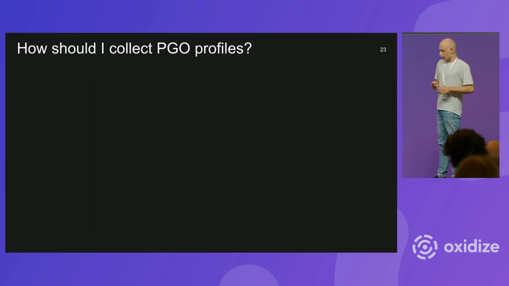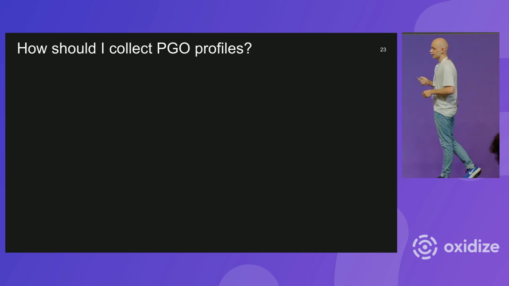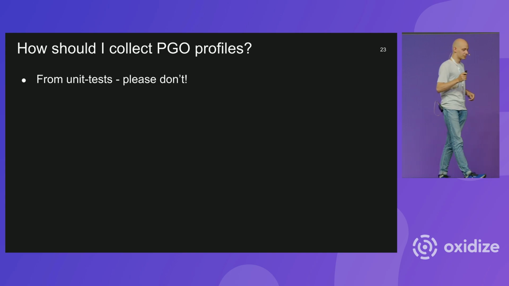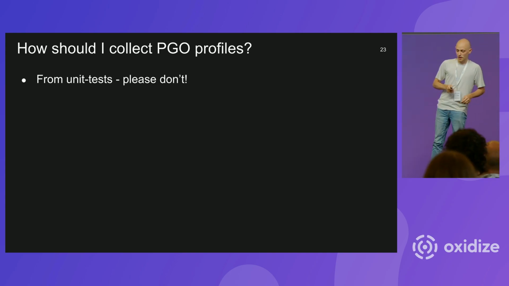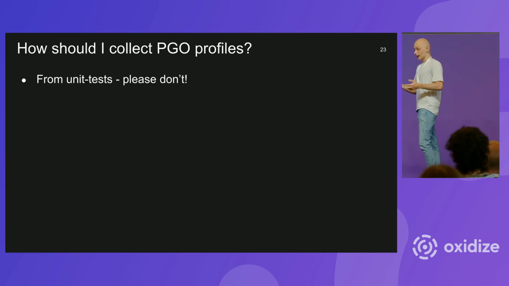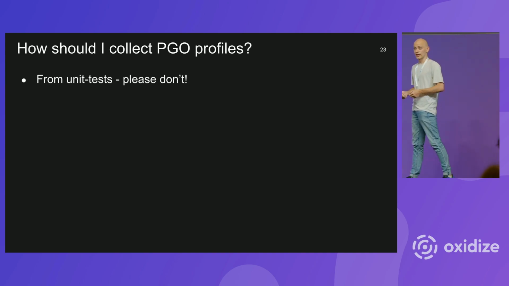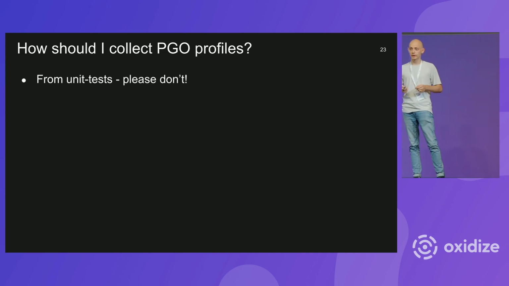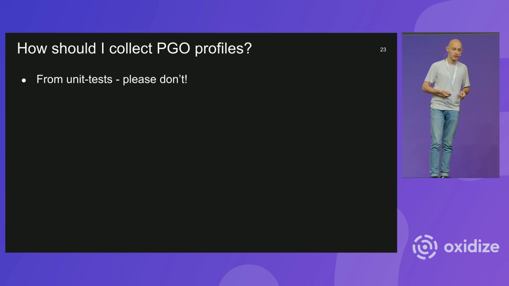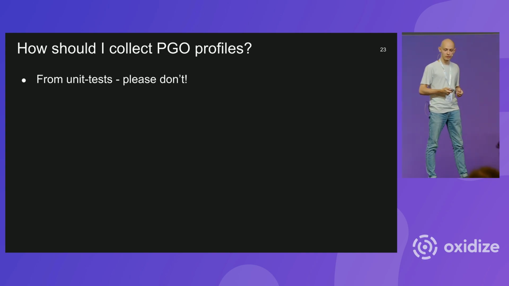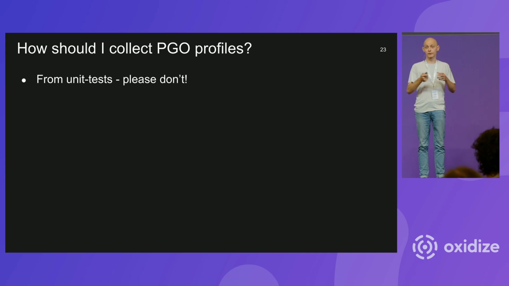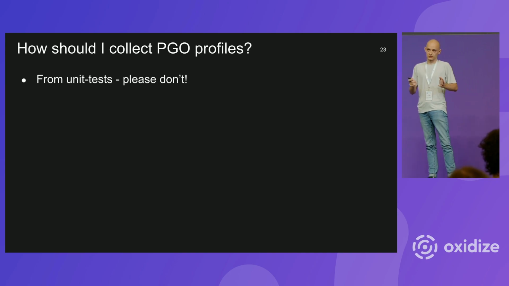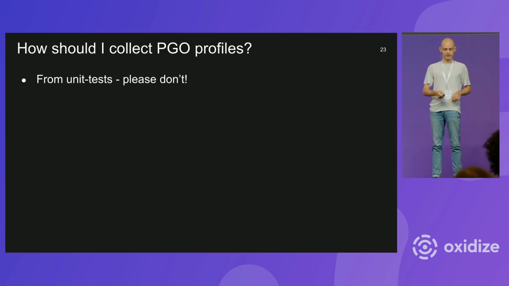So how should I collect PGO profiles? Actually, there are different strategies for that, but the first one: please don't collect PGO profiles from unit tests. The main aim of unit tests is testing your application in all cases. Most of them are corner cases. I hope you are not going to optimize your application for corner cases. You want to optimize for a real workload, so please don't use unit tests. However, if your unit tests represent a real workload, go ahead, but those are probably not good enough unit tests.